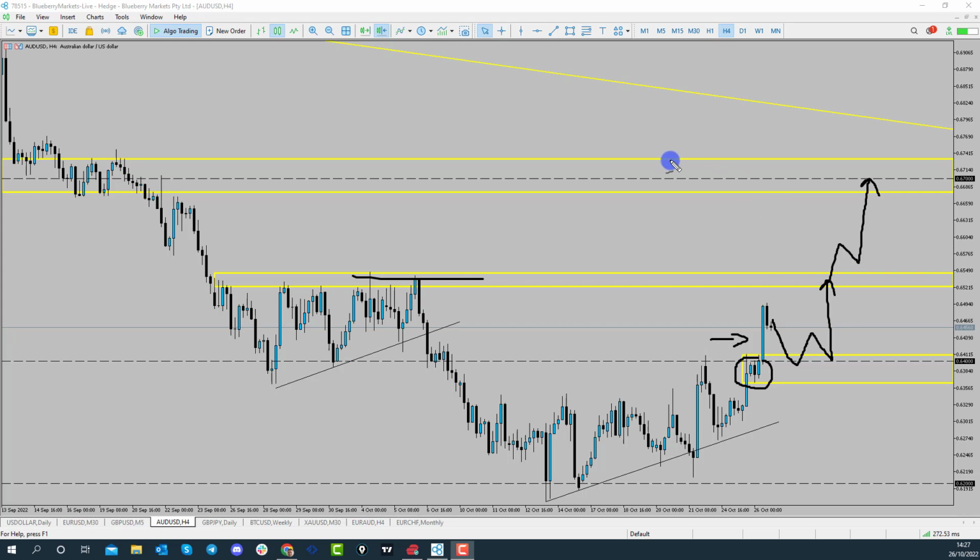0.6700. So Aussie US dollar on that pullback phase on our weekly time frame, creating a bullish trend on the 4 hour time frame. If that bullish trend on the 4 hour time frame continues, we could see price hit the 0.67 handle.